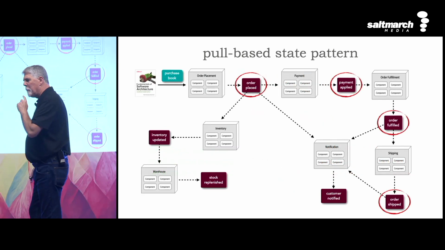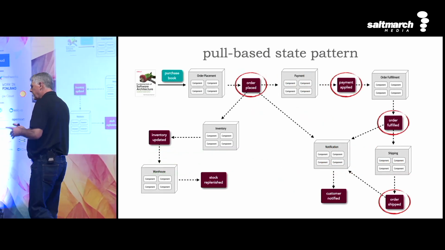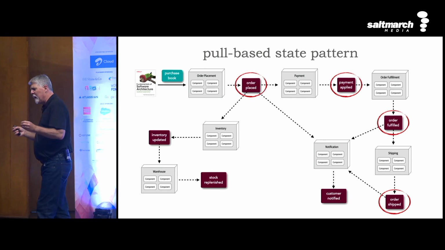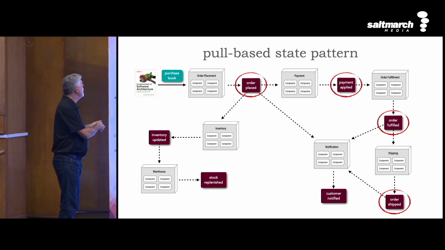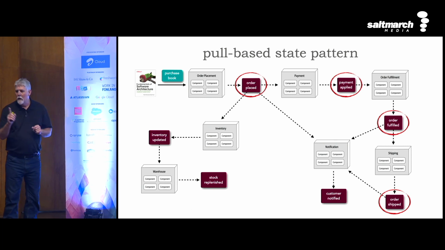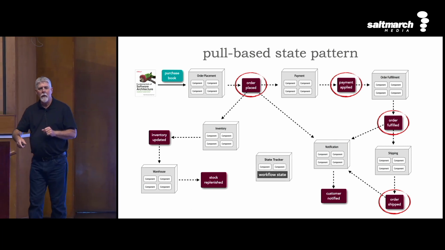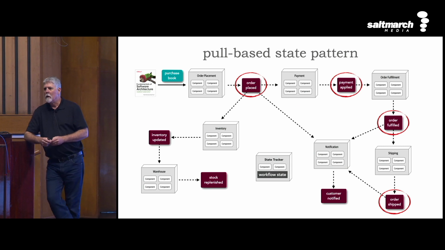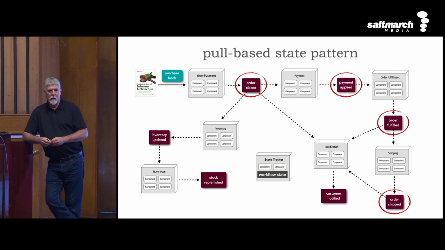So let's take a look at another pattern. This is a pull-based pattern. There are variants here where you could still assign order placement as the owner. You could still do that. But let me show you another approach, and that's to create a separate service, because now it can be context-based. And that's a state tracker. It owns the state.